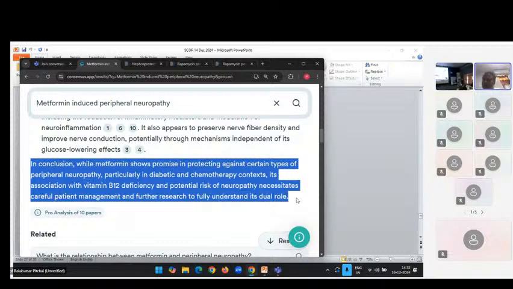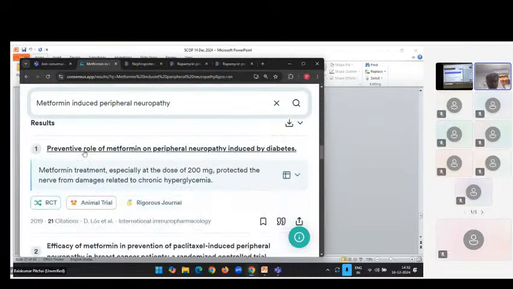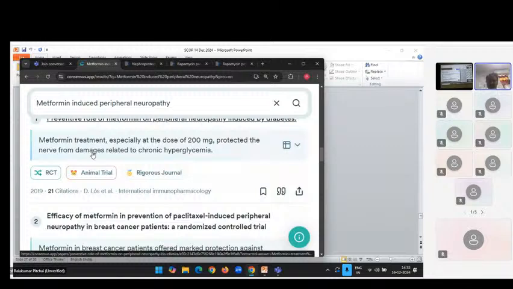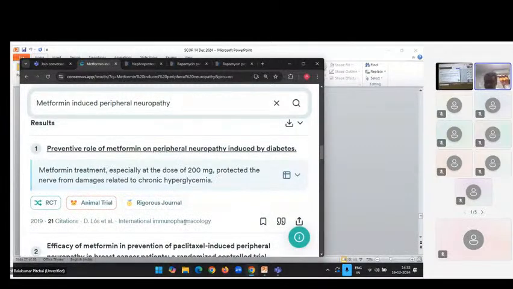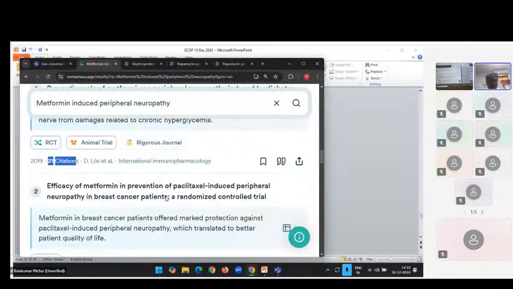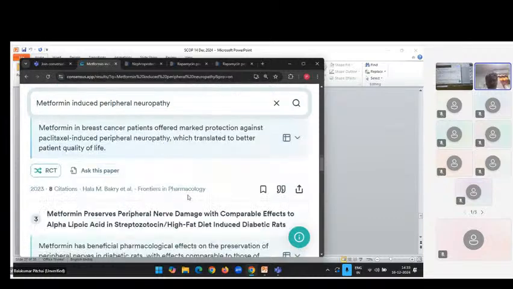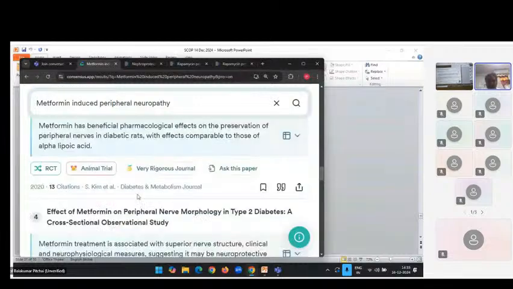So when you want to know a brief about the topic, you do not need to ask anyone. Just go through Consensus, enter the search term, and it will give two pages of information along with the 10 topmost cited references. Now look at these references. Number 1, it is from International Immunopharmacology. How many times has this article been cited? 21 citations. Excellent. There is no hesitation for you to read. Then Frontiers in Pharmacology, 8 citations. Very good. Then Diabetes Metabolism Journal, 13 citations.